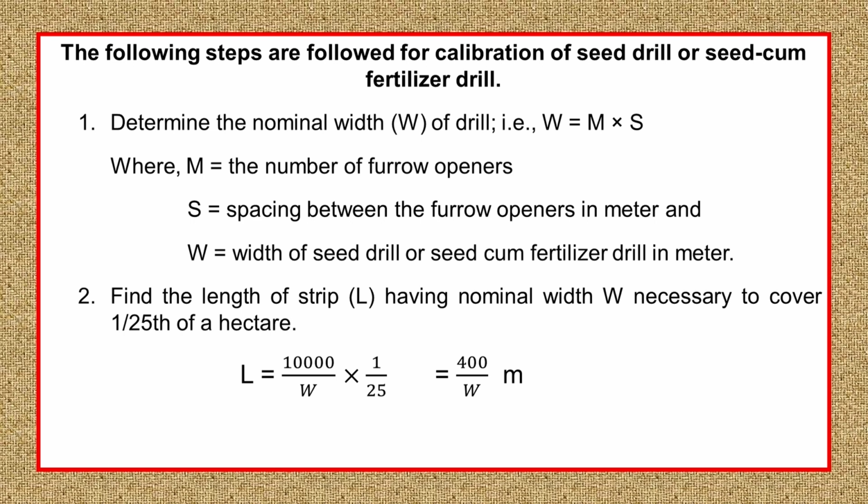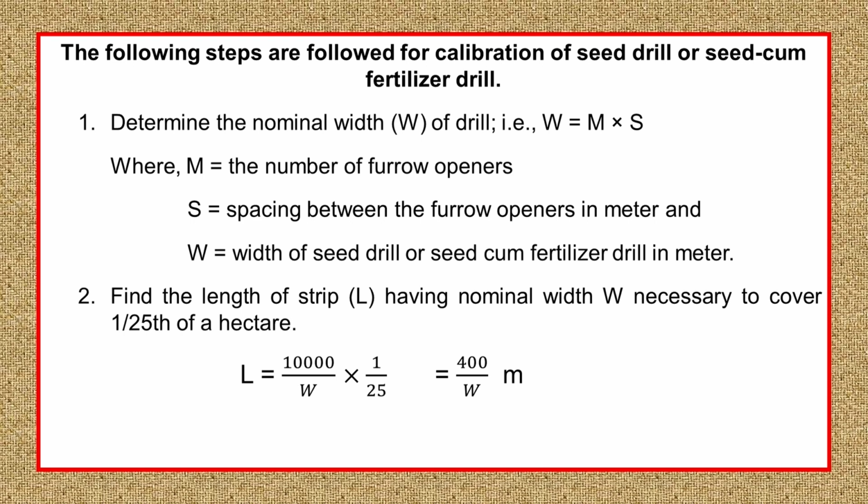Once we determine the width, the next step is to determine the length of area, the length the seed drill has to move or travel in order to cover 1/25 hectare of area while having a width of W, as we determined in step 1. For any seed drill having width W, we must determine how much length it has to travel in order to cover 1/25 hectare of area.